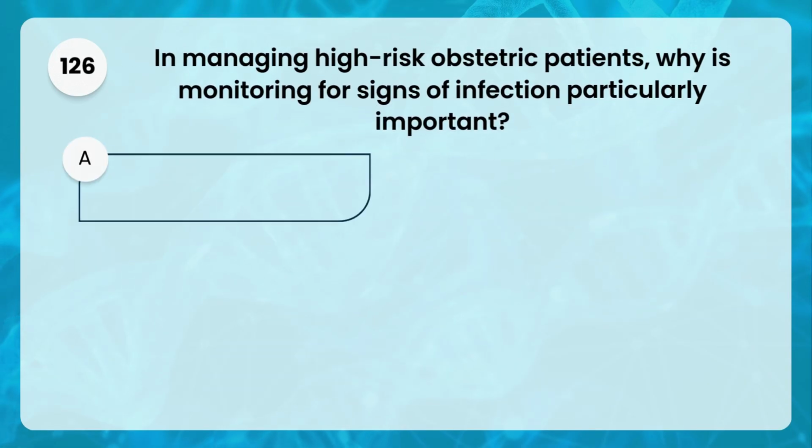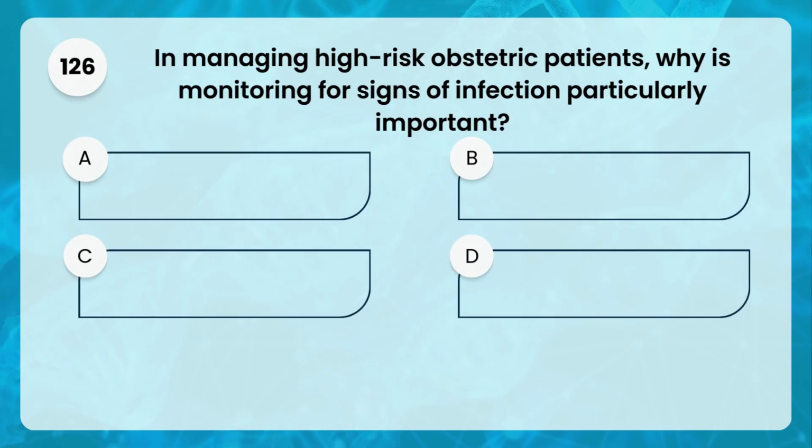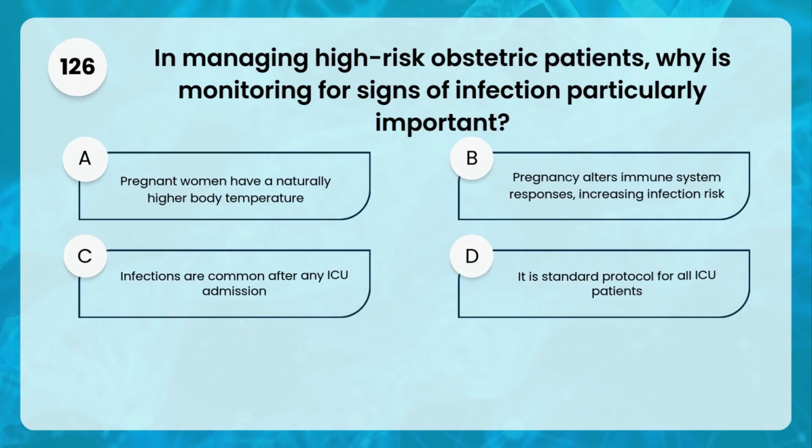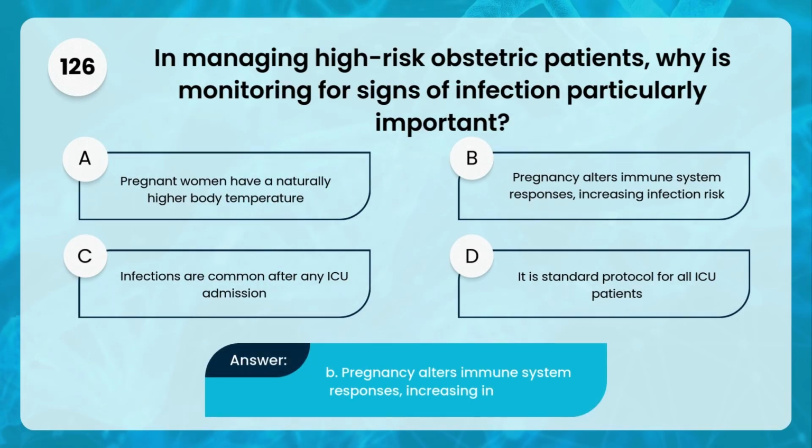126. In managing high-risk obstetric patients, why is the monitoring for signs of infection particularly important? A. Pregnant women have a naturally higher body temperature. B. Pregnancy alters immune system responses, increasing infection risk. C. Infections are common after any ICU admission. D. It's standard protocol for all ICU patients. The answer is B. Pregnancy alters immune system responses, increasing infection risk.